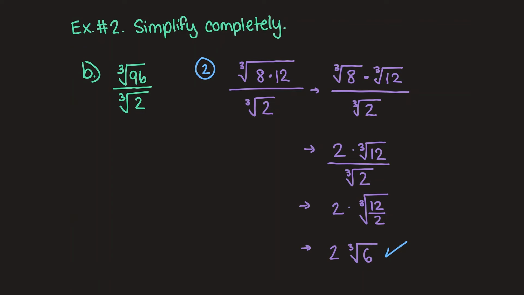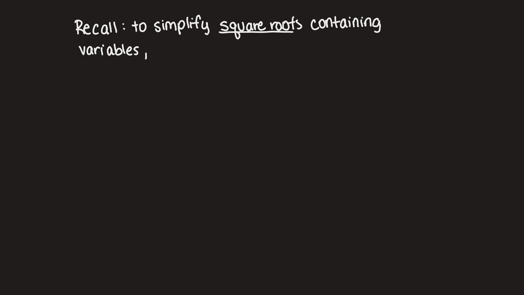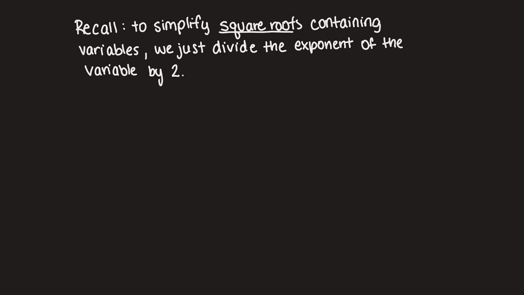Now let's go over how to simplify radicals containing variables. So recall that to simplify square roots containing variables, we just divide the exponent of the variable by 2, which is the index. So for example, the square root of x to the 6th power can be rewritten as x to the 6 over 2, which simplifies to x cubed.